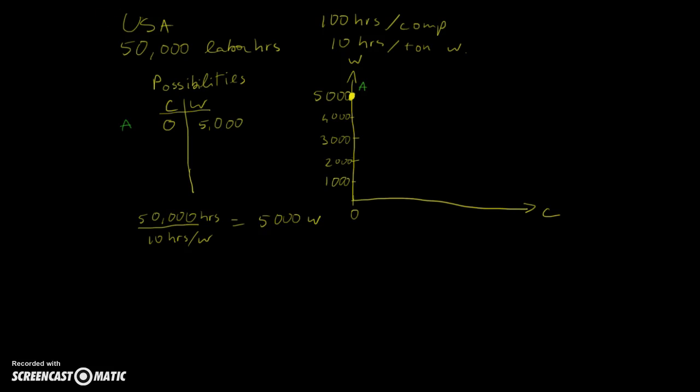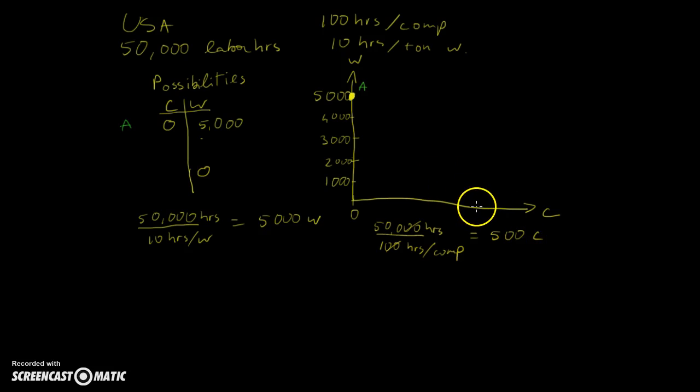Well, what if the US decided to produce nothing but computers? So you produce 0 tons of wheat. Let's put that down here somewhere: 0 tons of wheat. And the question is, how many computers can the US produce? Well, again, with 50,000 labor hours, knowing that it takes 100 hours to produce a computer, so 100 hours per computer, 50,000 hours can be spent producing how many computers? 500 computers.